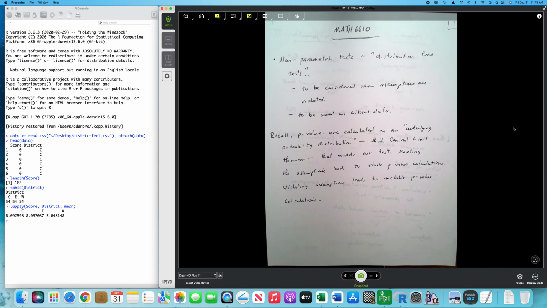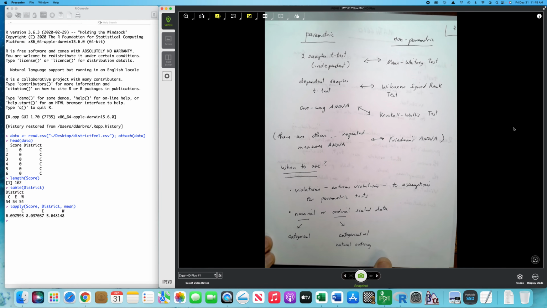So recall the p-values are calculated using an underlying probability distribution. Think back many moons ago, lesson number 1 specifically, where we dove into the central limit theorem. Just remember, when we violate the assumptions that lead up to this probability distribution, from which we calculate our p-values, then our p-value calculations are not stable. So we need a correction method, or I should say we need an alternative, and that alternative is non-parametric tests.